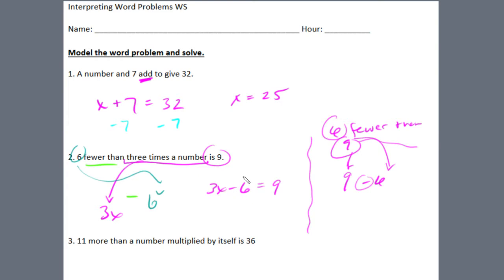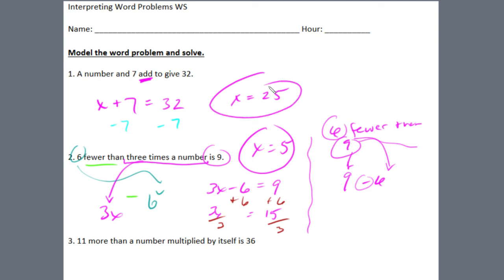So you'd add 6 and divide by 3. So you want to add 6, if I can find the color I'd like to use. Add 6 and then divide by 3. And you will get 3x is equal to 15 and x is equal to 5.